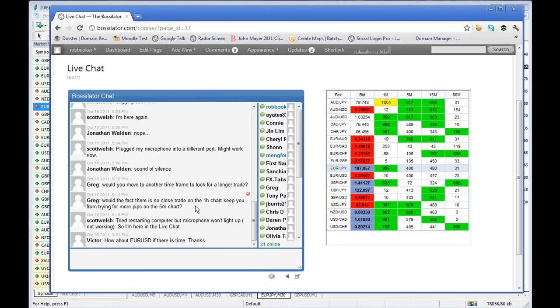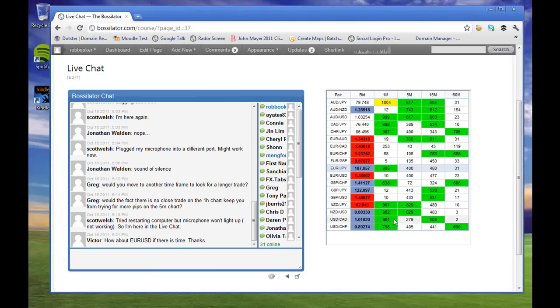Victor says, how about the euro-dollar if there is time? Victor, I'd be happy to look at the euro-dollar. Let's take a look at the euro-dollar right now on the Bossilator. Thank you for suggesting we look at that. The one-minute chart right off the bat is uninteresting to me because it's got a Bossilator reading of 10. Until we get to 200 and start looking for trend trades, I won't be interested in that.